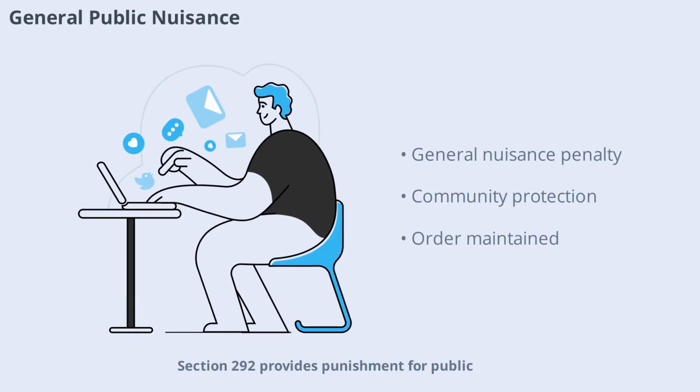Section 292 provides punishment for public nuisance, not covered by other sections. This ensures that all forms of nuisance affecting the public are addressed, even if they don't fit specific categories. The law maintains order and protects community interests, reinforcing the importance of respecting public spaces and well-being.